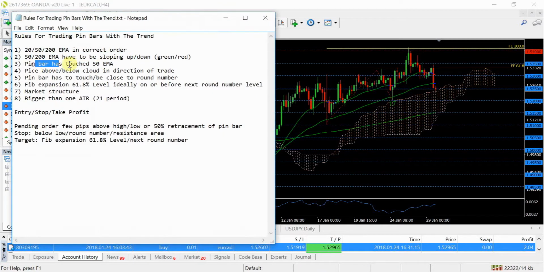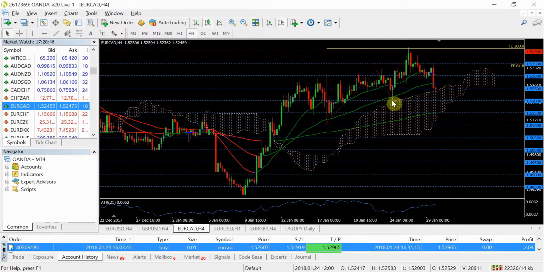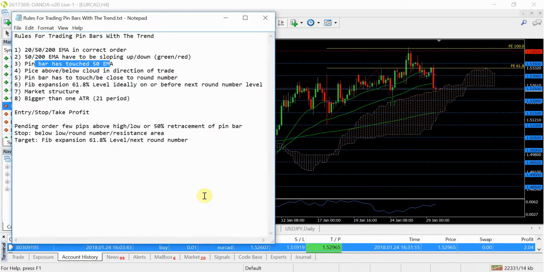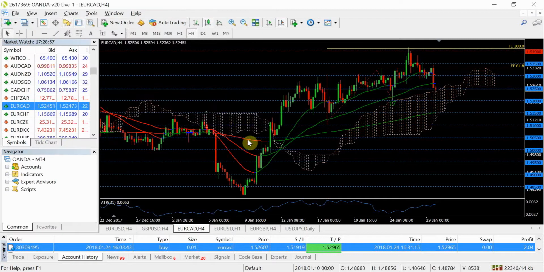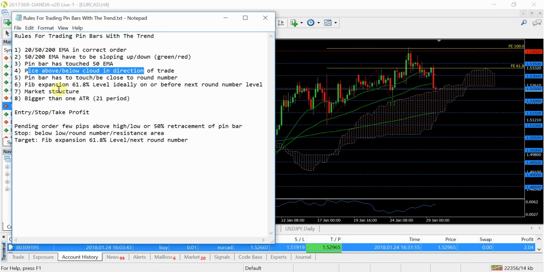The next one is the pin bar has touched the 50 EMA. You can see that the low of the pin bar has touched the 50 EMA, so it has pulled back quite a bit. Then, price above or below the cloud in the direction of the trend. I've got the Ichimoku cloud here, the standard MT4 indicator. I've taken off all the other parts of the indicator and just left the cloud, so you can see price is now above the cloud. Again, further reiterating, we're in an uptrend.